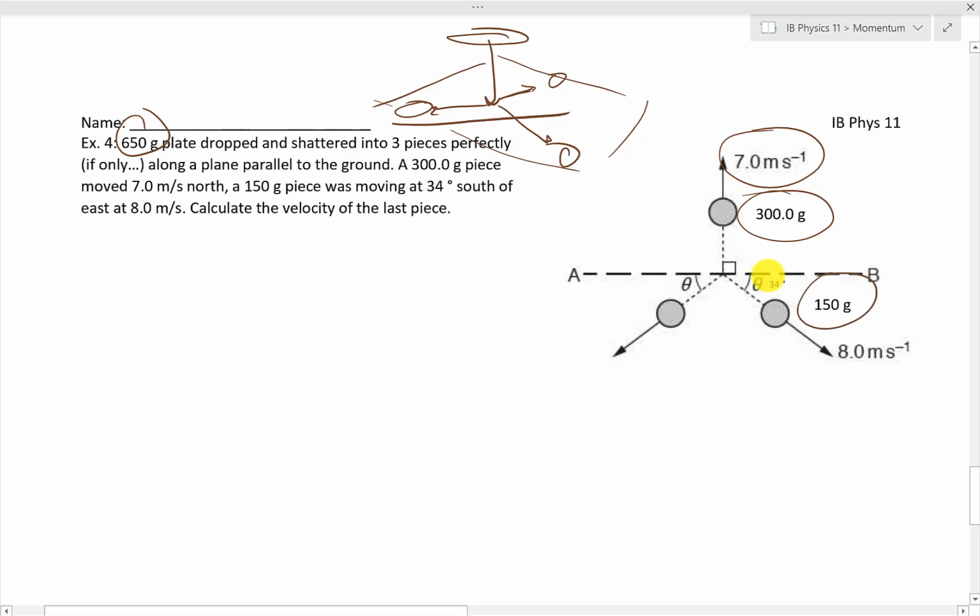150-gram piece right here is moving 34 degrees south of east. Okay, so that's a right triangle right there. At 8 meters per second, calculate the velocity of the last piece. So this guy over here, we don't know anything about that last piece. Okay, so that is your task, is to find the velocity of the last piece.